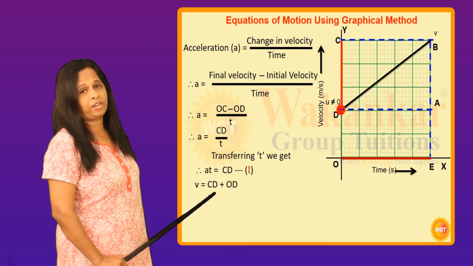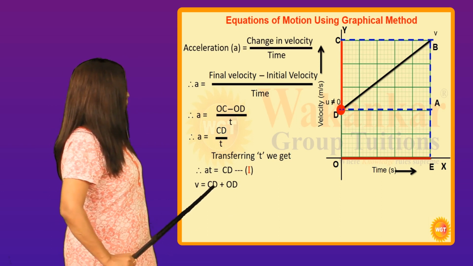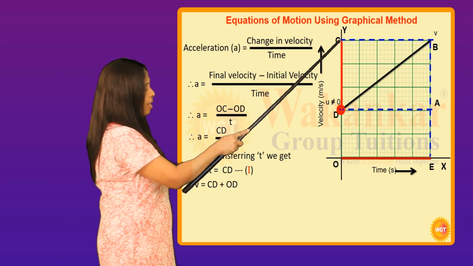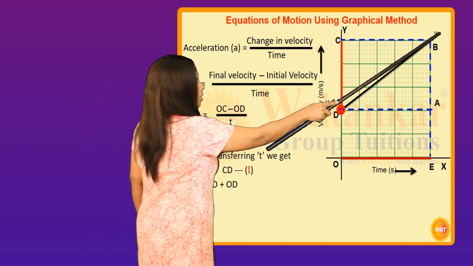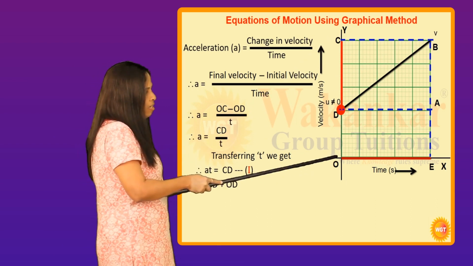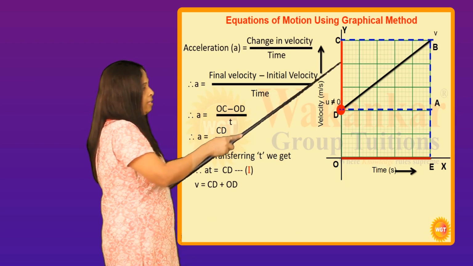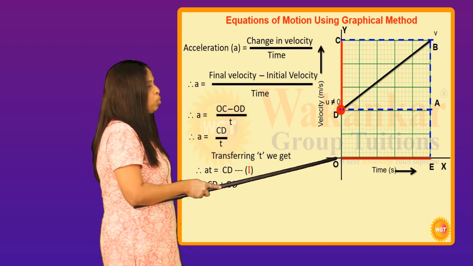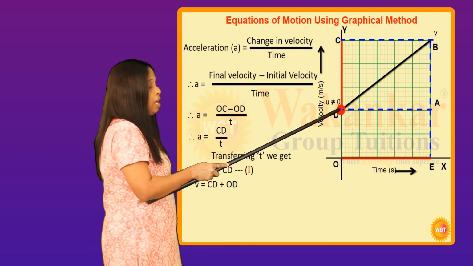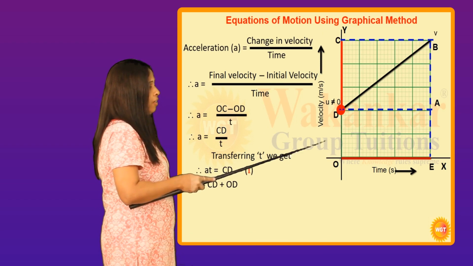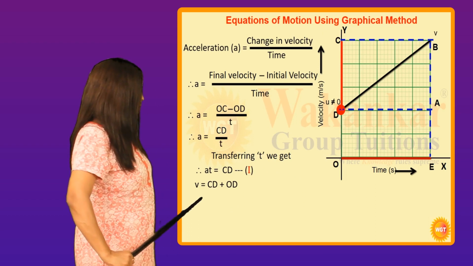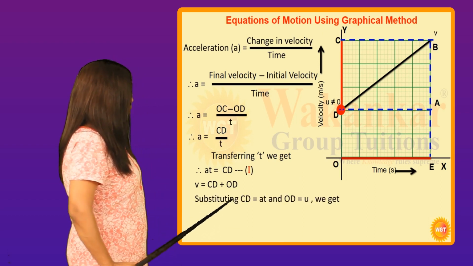Now this step is very important. We have written v equal to CD plus OD. Now what is that? Let us see. This is my v, final velocity. Here it corresponds to point C. So this entire part is nothing but final velocity v. This v is composed of two parts. One part is OD and another part is CD. So I can say entire v is equal to CD plus OD.